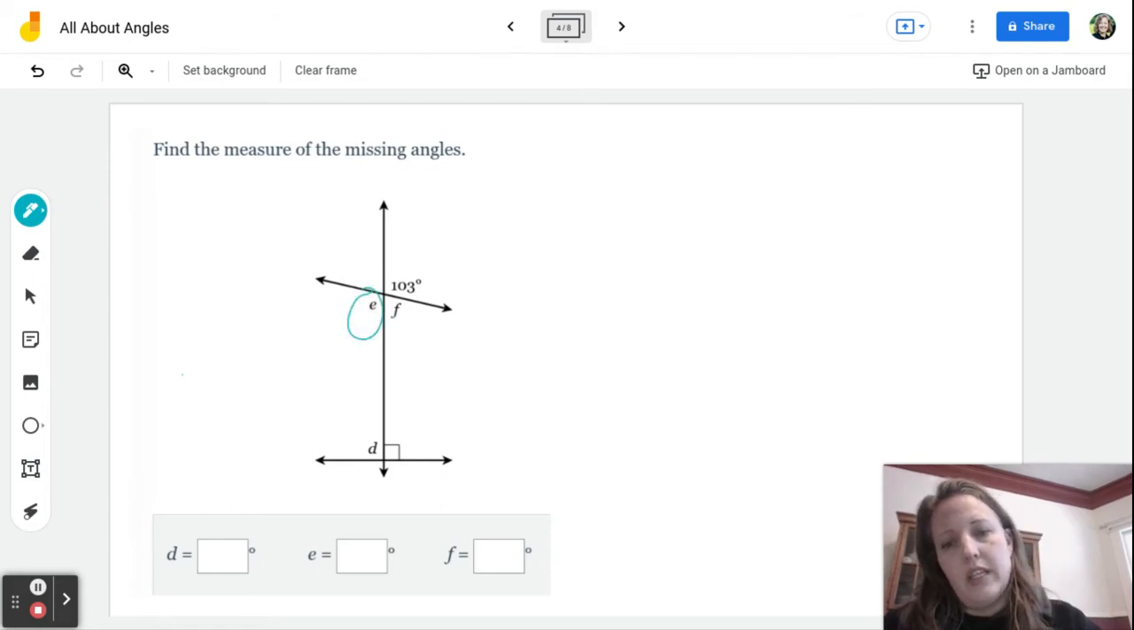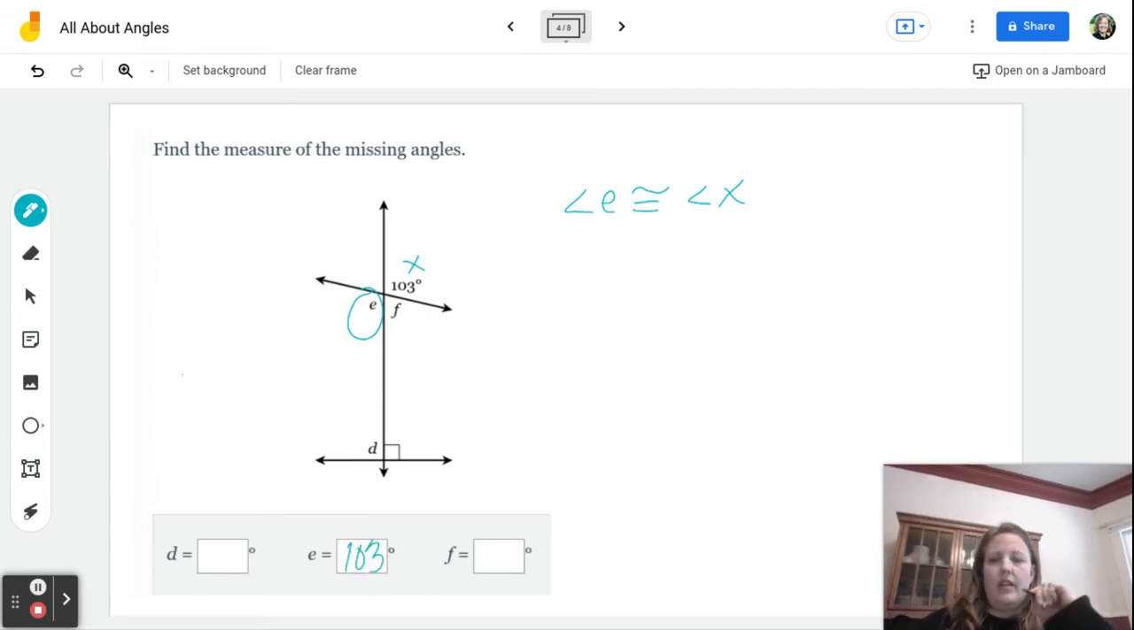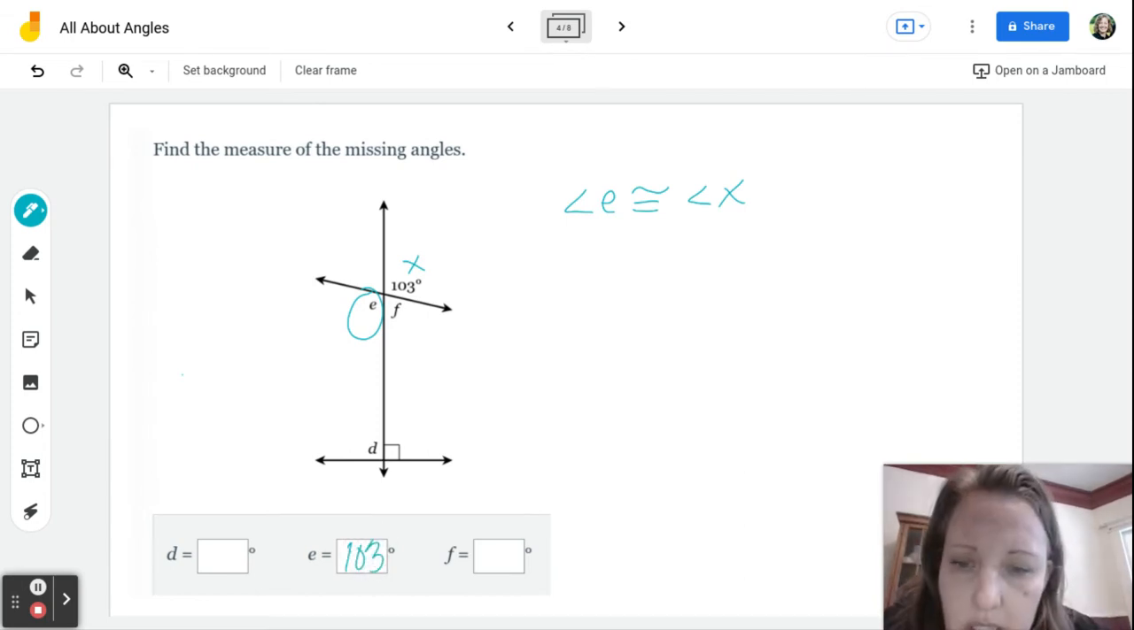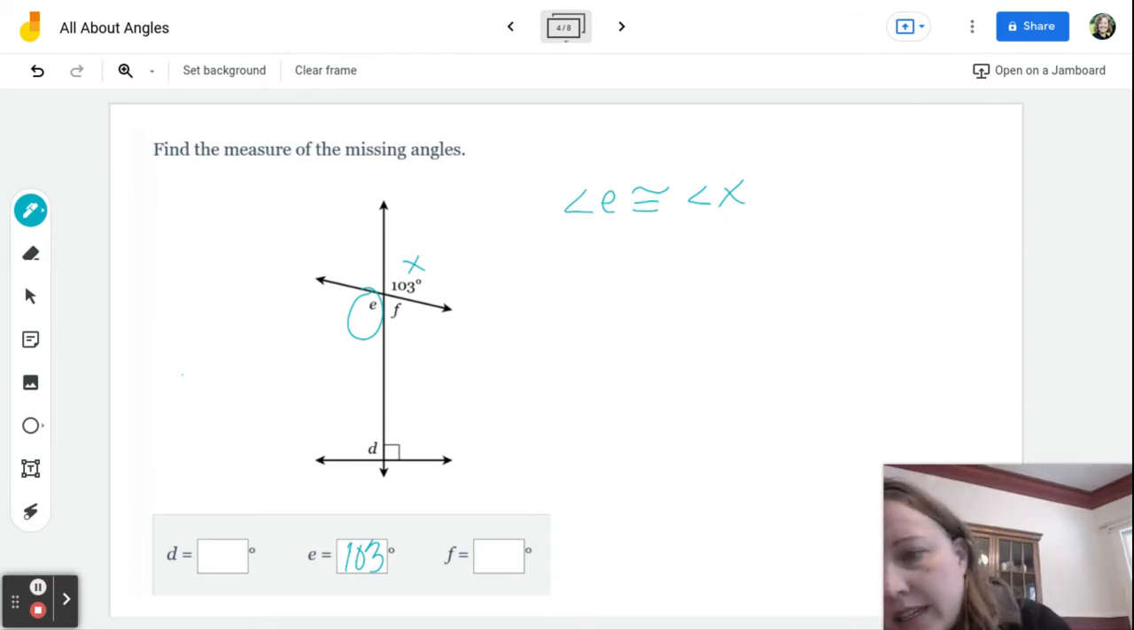So angle E is congruent to this angle right here. I'm just going to call it X. And therefore, they are equal, right? They're congruent. They're the same. So angle E is 103 degrees, right? They are vertical angles.